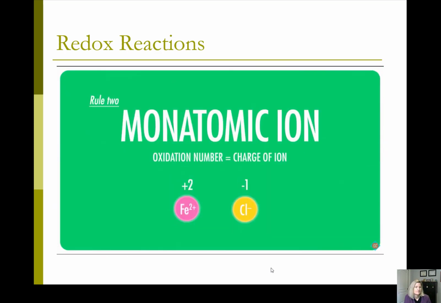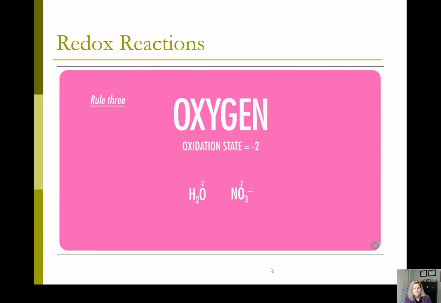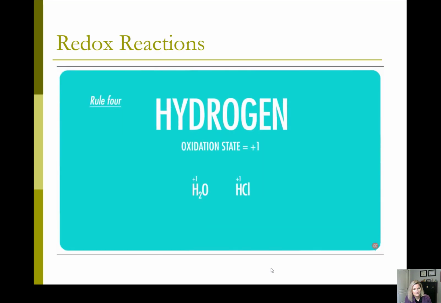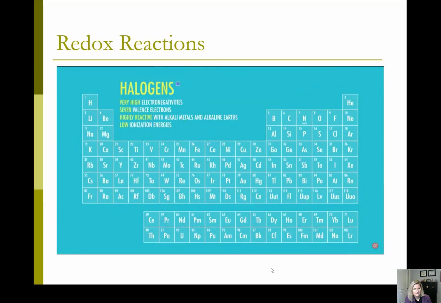Second, for a monatomic ion, basically a charged atom, it's simply the size or number of its charge. So the iron 2 in Fe2+ has an oxidation state of +2, while the chloride ion is -1. Third, oxygen, which is unsurprisingly all over redox chemistry, almost always has an oxidation of -2, unless it happens to be in a peroxide molecule like hydrogen peroxide. Fourth, hydrogen is +1, and fifth, fluorine is -1, as are all the other halogens most of the time.